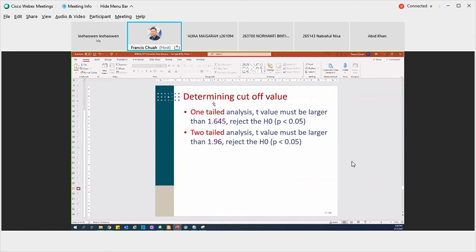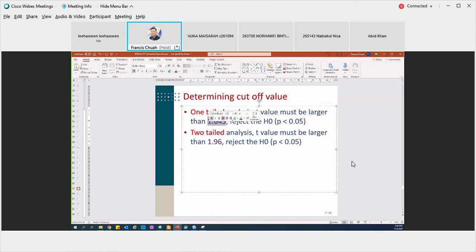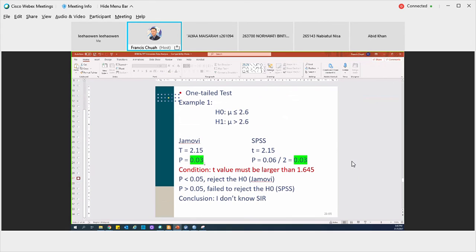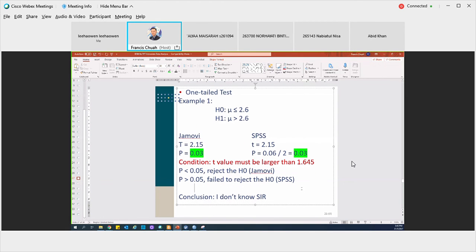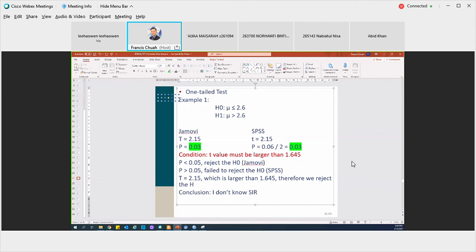And what is the rule of thumb? If you have a one tail analysis, your t statistics must be larger than 1.645, and you reject the null hypothesis. One tail analysis, the t statistics or the t value is larger than 1.645, you reject the null hypothesis. So in this case just now, your t value is 2.15, which is larger than 1.645. Therefore, we reject the null hypothesis.